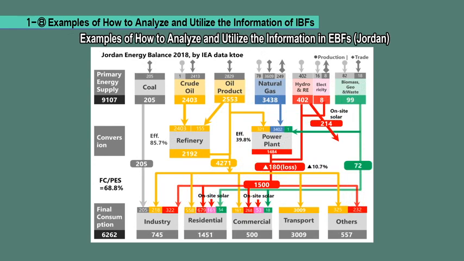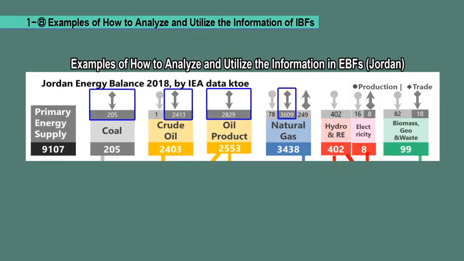Next is the example of Jordan. The top part shows rhombuses indicating import and export. You can see that the values from trade are overwhelmingly big. For example, crude oil, 2,400. Oil product, 2,800. Natural gas, 3,600. These comprise more than half of primary energy supply, 9,100 at the leftmost.